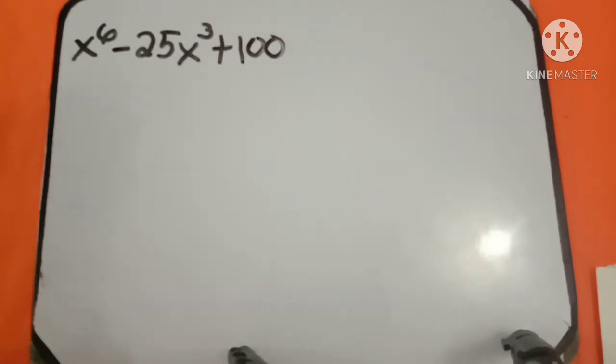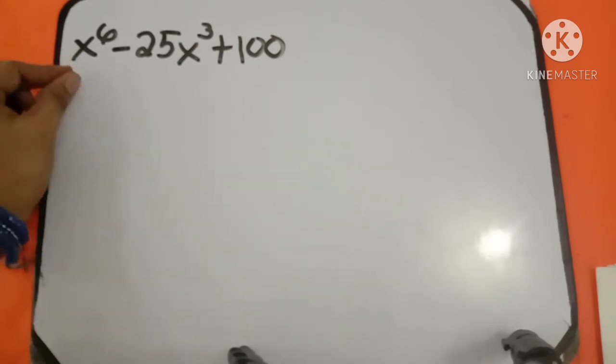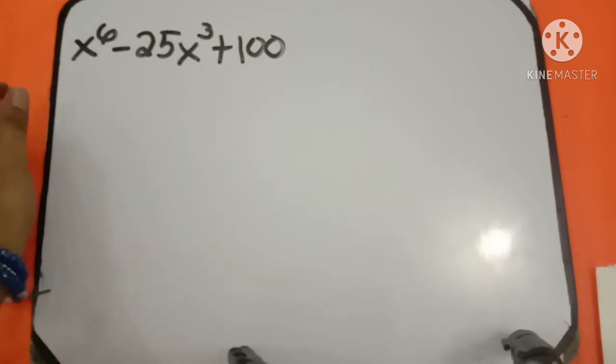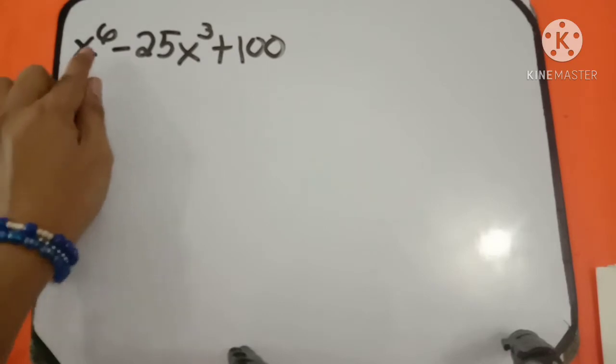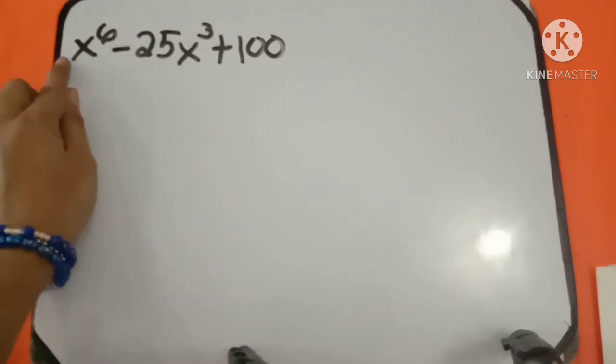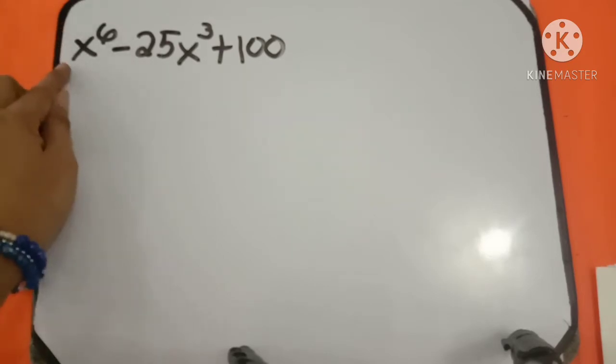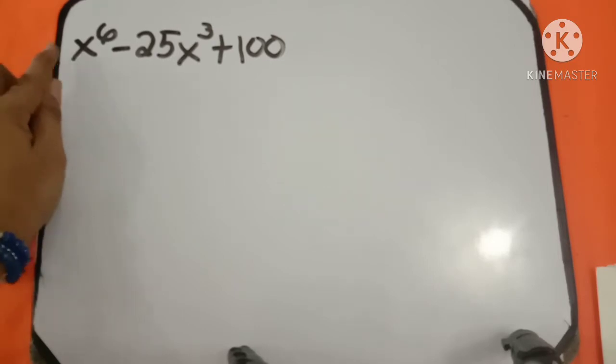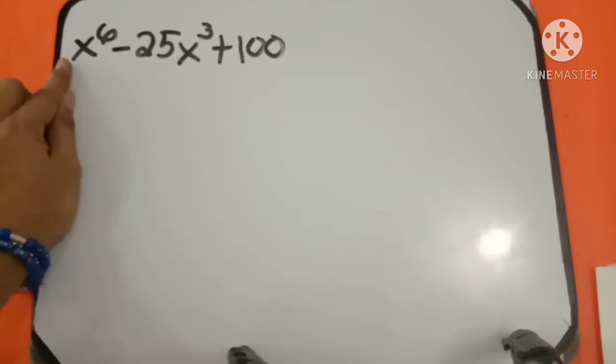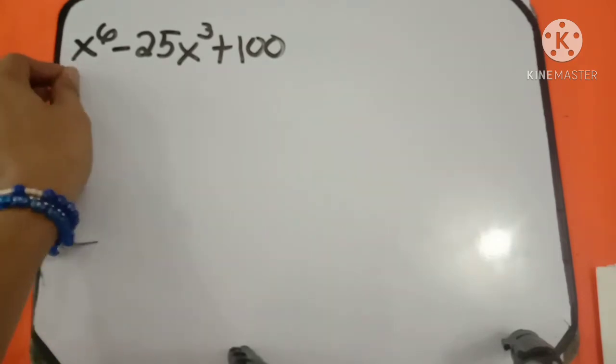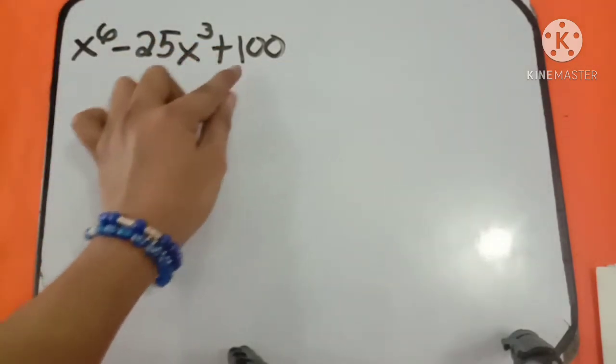Now, in getting the factors of this given trinomial, we always have to check the coefficient of the term with the highest exponent. From this given, the highest exponent is 6. Since we have no coefficient here, it automatically has 1. If the coefficient of the term with the highest degree is only 1, then it is very easy to find the factors, because we only focus on the factors of the given constant.